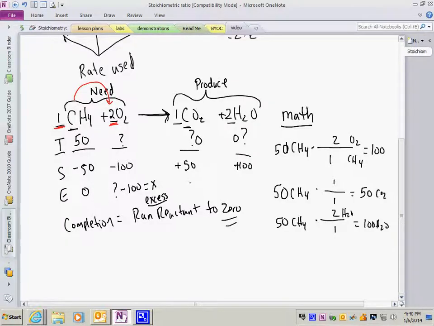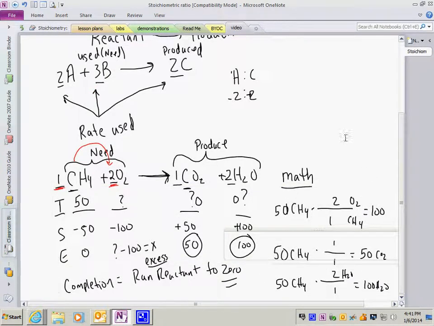But either way, I would simply have 50 of these and 100 of these. This is pretty simple. That is my answer. Okay. There's not much more to it than that. I'm going to do maybe one more example of this.